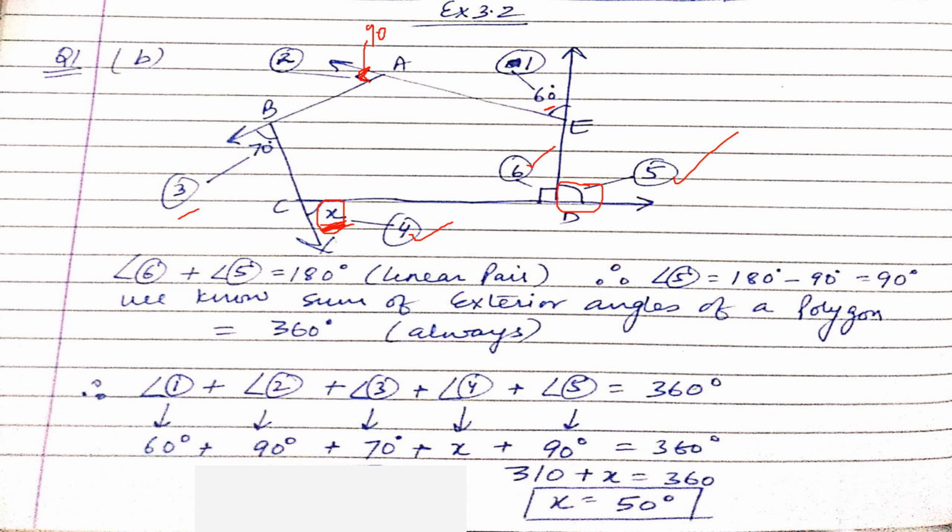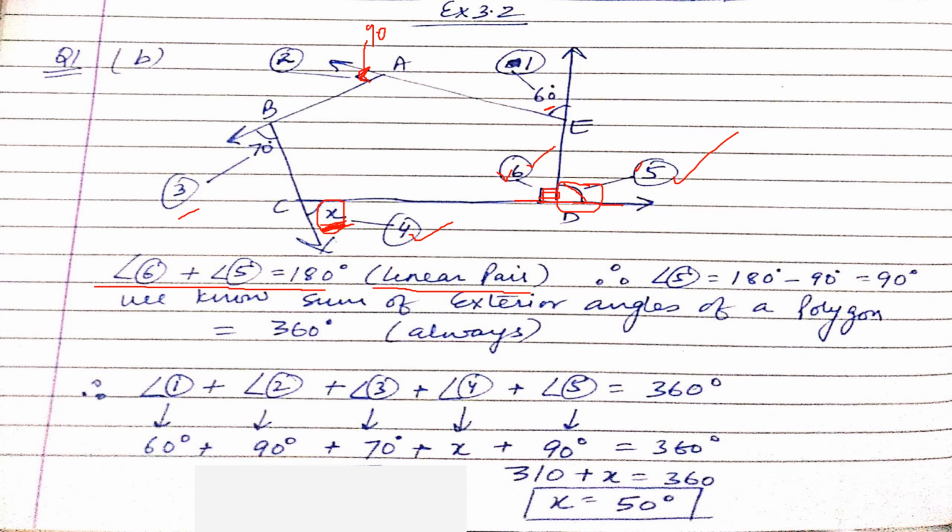So how to find this angle? Very simple. This angle is how much? 90 degree, the internal one. External one we don't know. And we all know that internal plus external is how much? 180, because they form a straight line. So we can say angle 6 plus angle 5, first thing, is equal to 180 degree. Why? Because they form a linear pair.